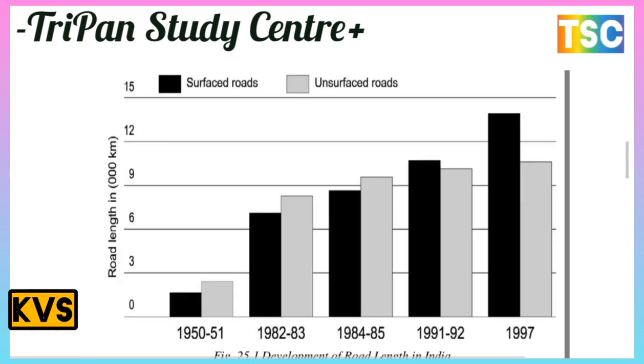Here is the most important graph, showing the development of road length in India. First of all, we see that in 1950-51 surface road was minimum and on-surface road was maximum. But this changed by 1997, with maximum surface road and less on-surface road. This is the most important development of road length in India.